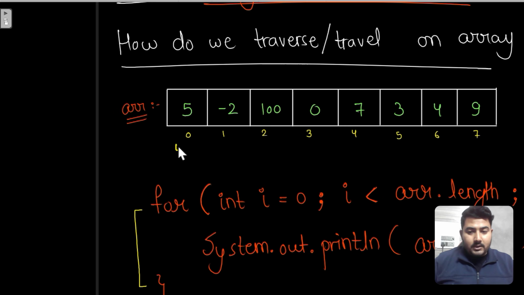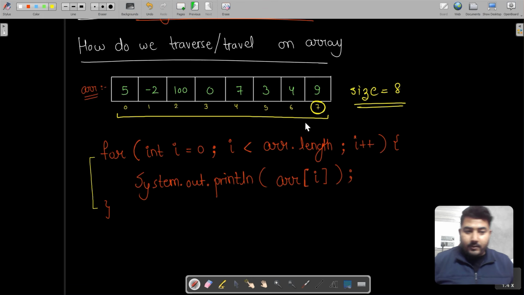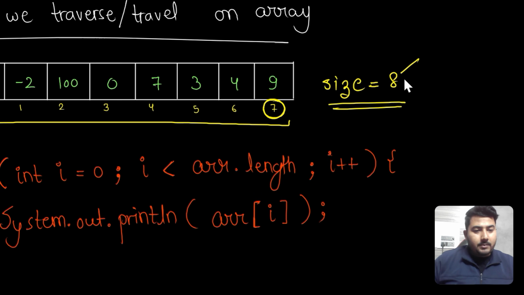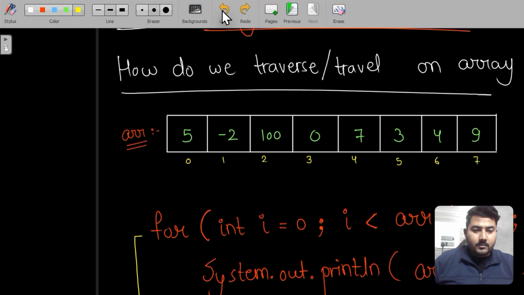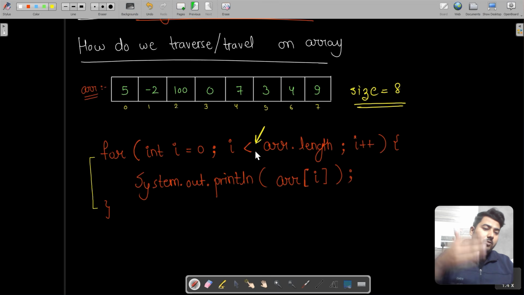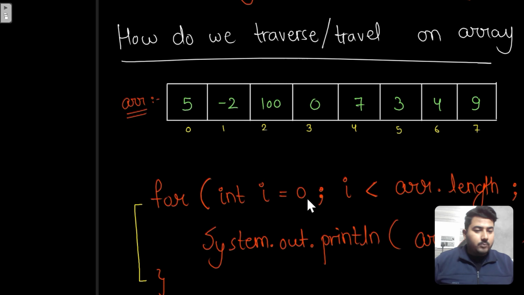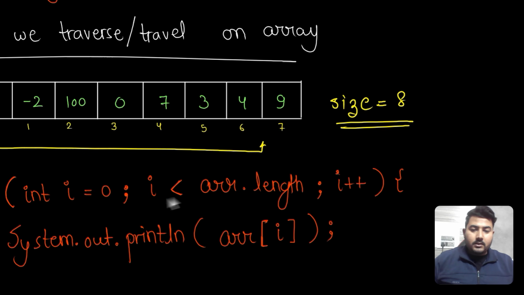And as we can easily observe here, our last index is always going to be 1 less than the size. If the size is 8, the last index will always be 7. That is why we have not put any equal to here. Otherwise, it would have gone out of the size of the array, outside the range of the array. So actually, the I value is moving from 0 to 7 in this loop.